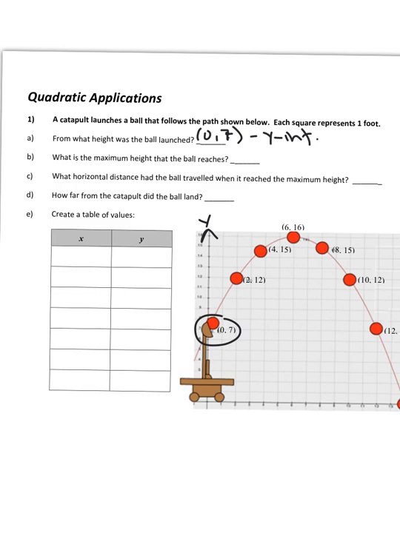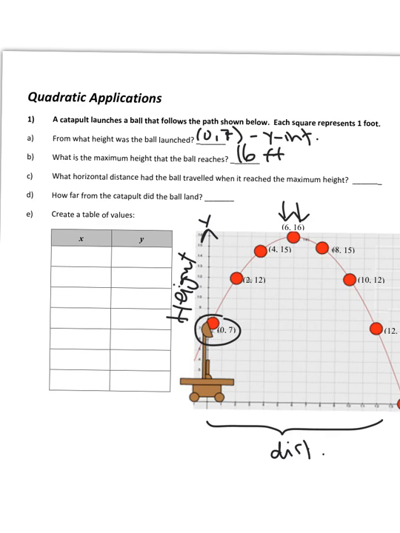What is the maximum height the ball reaches? If we're talking about distance along the x, we would have height along the y. So what is the maximum height? We're looking at the y-coordinate of the vertex, which is 16, and that's feet. And then it says, what is the horizontal distance that the ball traveled when it reached the maximum height? That would be the x-coordinate of the vertex, which is 6 feet.